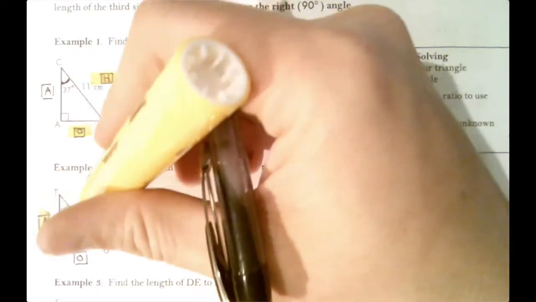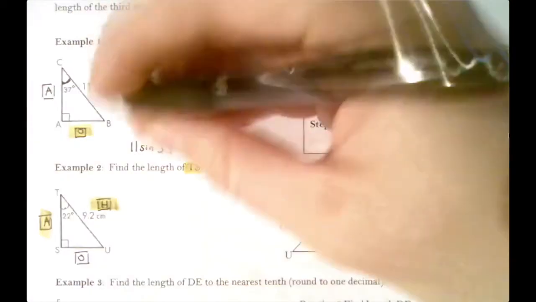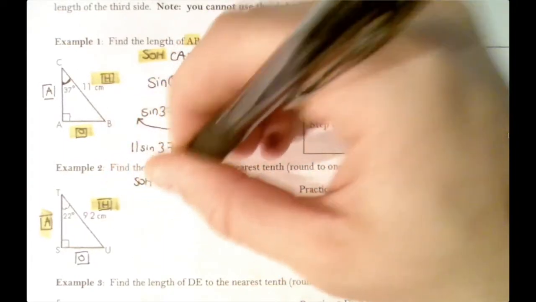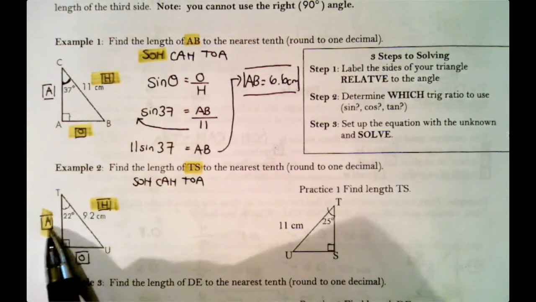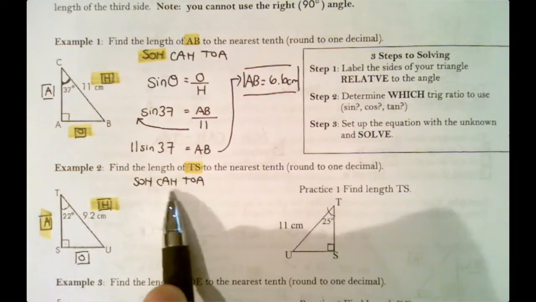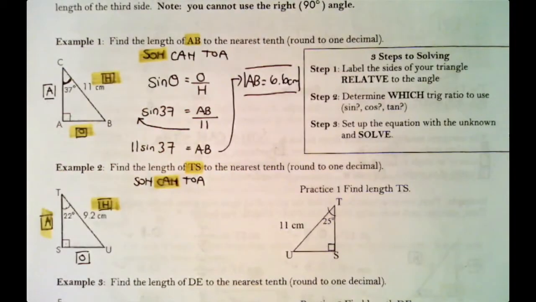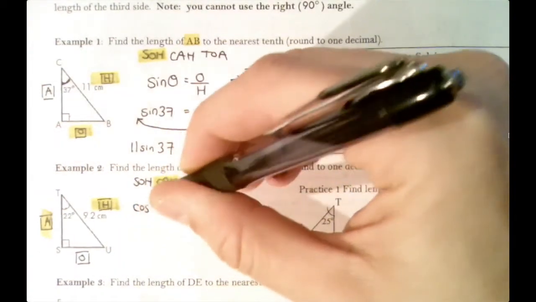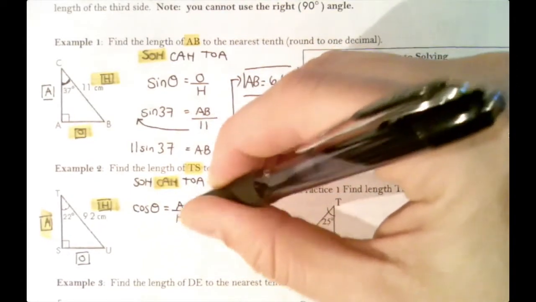We also know the number, 9.2, is H. So now we ask ourselves, well, SOH, CAH, TOA. Which equation are we going to use? Well, we know A and H is in the CAH. So this time we're going to use the cosine equation. The cosine equation is cosine angle equals A over H.